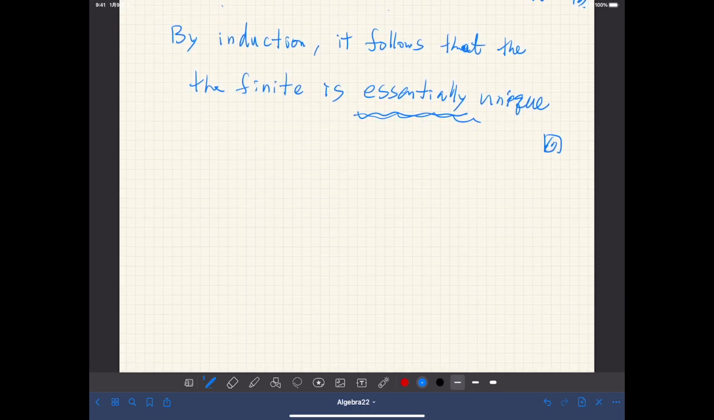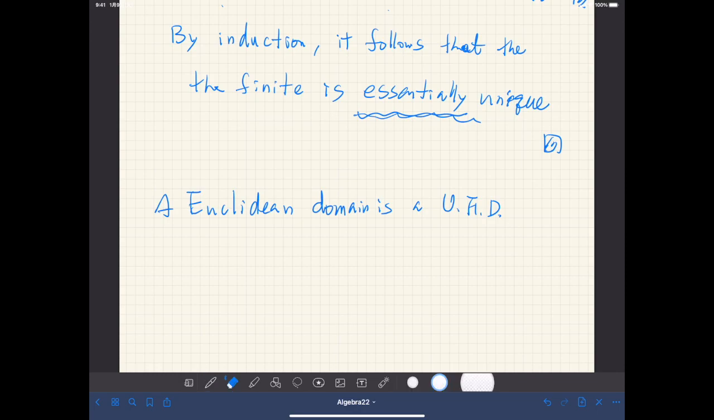And of course, as a corollary to this theorem, we can say that a Euclidean domain is a unique factorization domain. So what this implies is that if we can devise the division algorithm in some integral domain, then that is a Euclidean domain. So if there is a division algorithm, that implies that we can factorize every element in a unique manner. So that's what this corollary implies.